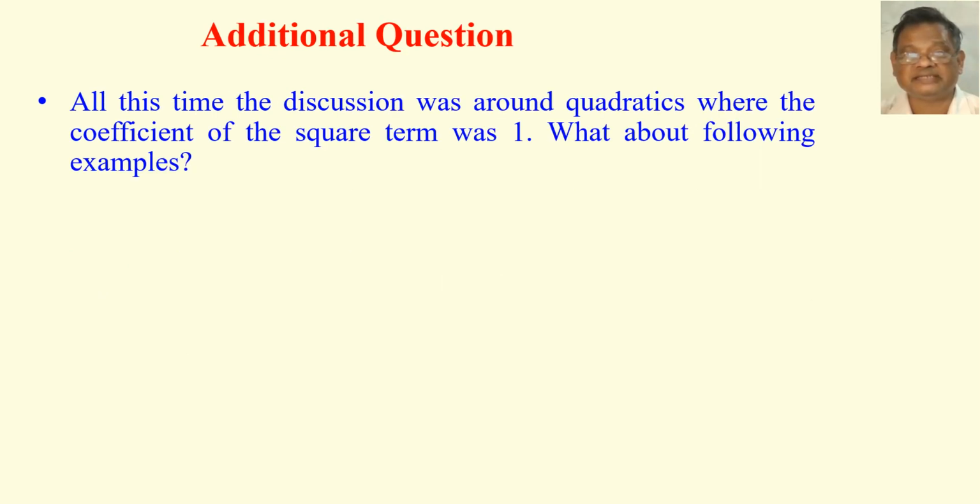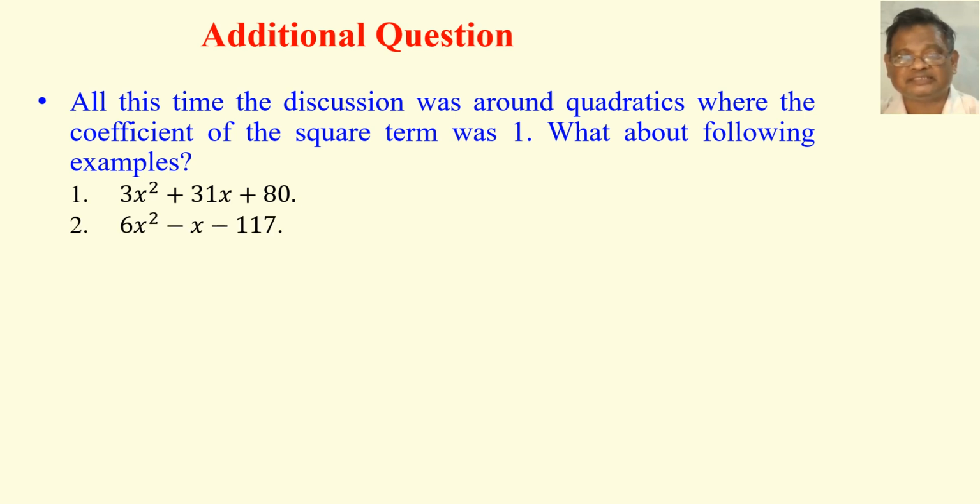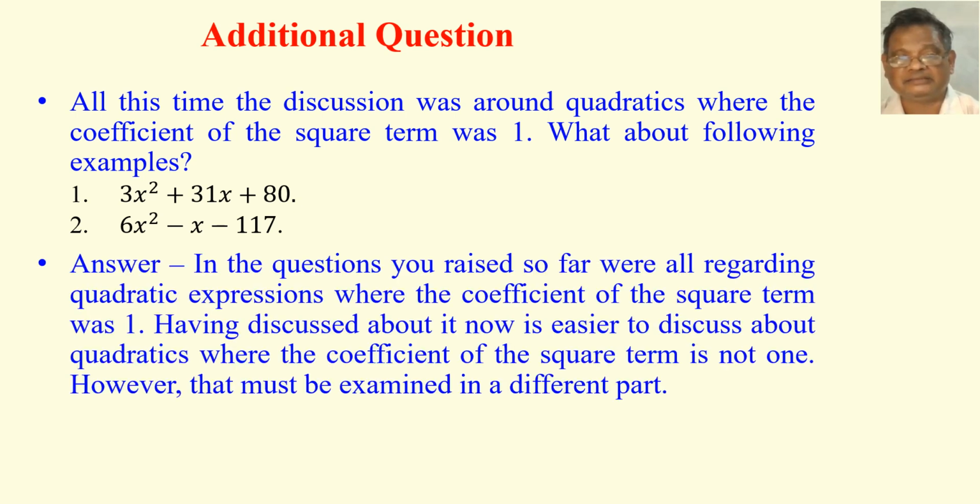All this time, the discussion was around quadratics where the coefficient of the square term was 1. What about the following examples? 1. 3x squared plus 31x plus 80. 2. 6x squared minus x minus 117. The answer is that the questions raised so far were all regarding quadratic expressions where the coefficient of the square term was 1. Having discussed that, it is now easier to discuss quadratics where the coefficient of the square term is not 1. However, that must be examined in a different part.